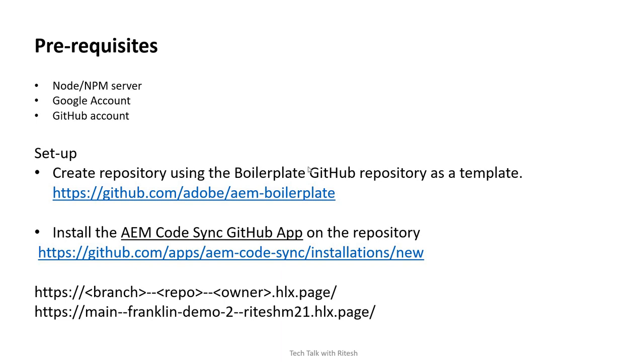Setup is quite simple. We need to use this GitHub repository, which is AEM boilerplate, which is nothing but a template. We will just create a new repository, and then we will install this AEM Code Sync GitHub app, which is an extension, a Chrome extension. It is a very useful tool to preview or publish the pages. Simple. Finally, after these two steps, we will have our website ready.